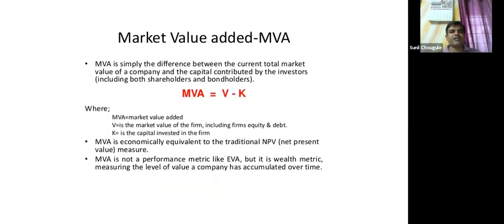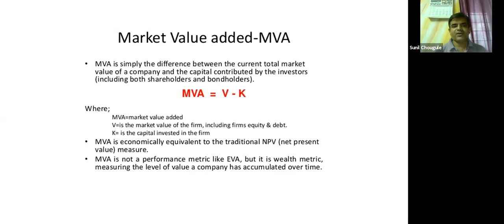Now MVA, market value added. After economic value added, market value added is simply the difference between the current total market value of a company and the capital contributed by the investors. What do investors contribute as capital? The money invested in buying the shares is contributed by the investors.